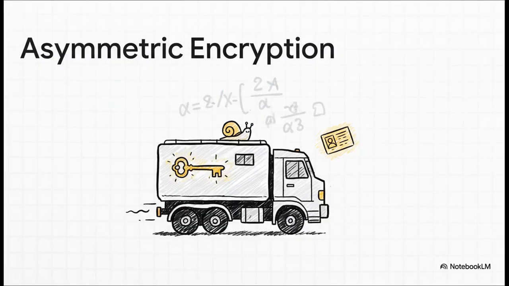Now there's a trade-off. This two-key system is incredibly secure, for sure, but all that complex math behind it makes it much, much slower than symmetric encryption. You would never want to encrypt a huge file with it. It would take forever. Instead, its real power is in handling small but critically important pieces of data, like verifying someone's identity, or, you guessed it, securely exchanging another key.